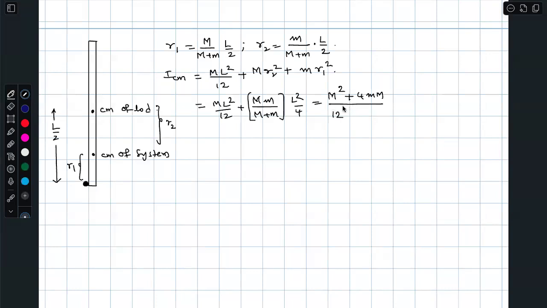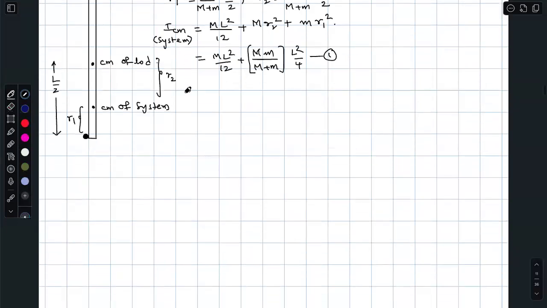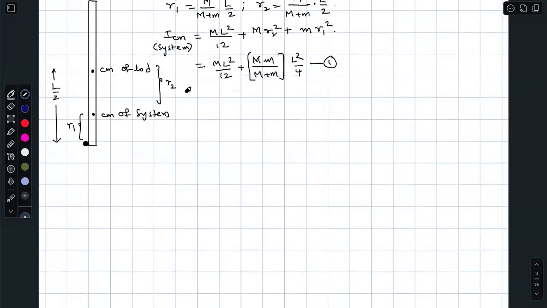Is this true? I think the multiplication factor of 3 should come here. You need to multiply numerator and denominator with a 3 actually. Leave it. This is equation 1 right now. Moment of inertia of the system about a point with respect to the center of mass of the system, ICM about the center of mass of the system. Right. The first part is done.